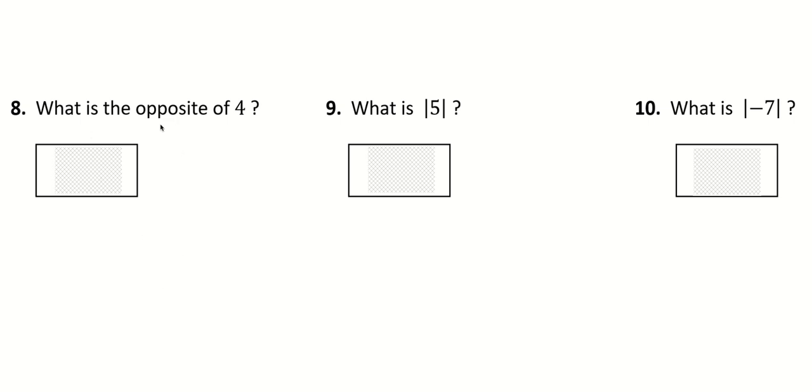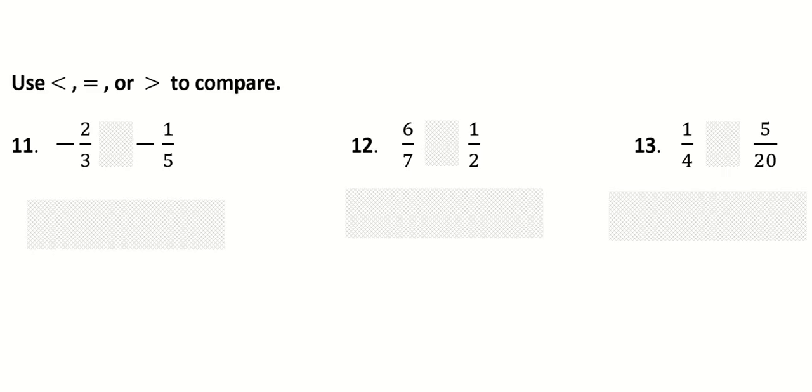What's the opposite of 4? You need to be able to answer a question like that. You got to know what the word opposite means in math. And then you have to know what absolute value means. The absolute value of 5 is just +5. And the absolute value of -7 is +7. So you have to know what absolute value is.